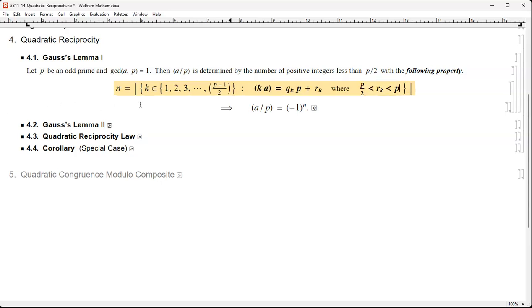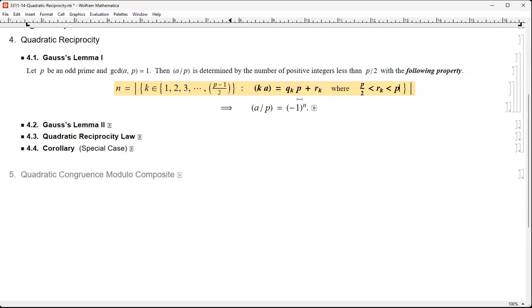Among positive integers 1 through (p minus 1) over 2, let k be one of those positive integers less than p over 2: 1, 2, 3, 4, 5, 6 up to (p minus 1) over 2. That's it, because the next integer is (p plus 1) over 2, but that exceeds p over 2. So we are talking about the integers here, but not all of them will satisfy this condition. Let's see, what is this condition?